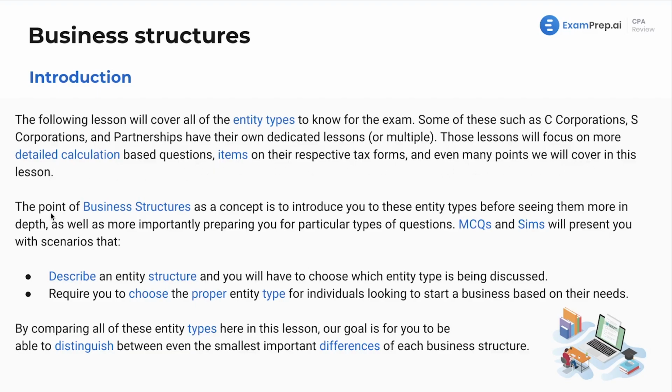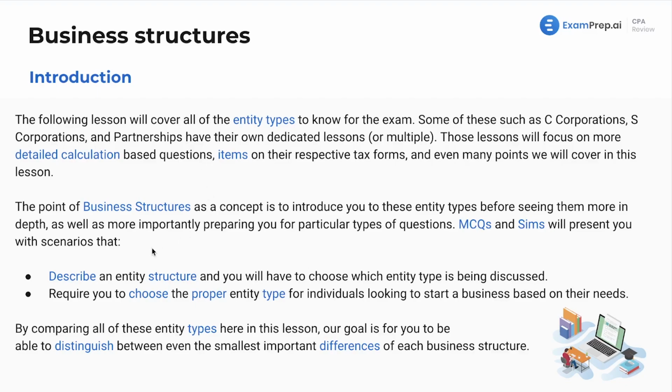The point here is going to be as a concept to introduce you to these entity types before seeing them more in depth, as well as preparing you for particular types of questions. Now, what are some types of questions that you could see specifically based on this lesson as compared to those other separate lessons on C Corps, S Corps, and partnerships? I don't want you to think this is redundant in any way. Yes, there will be overlap on the important points because, well, why not? Let's get practice on all of those important points.